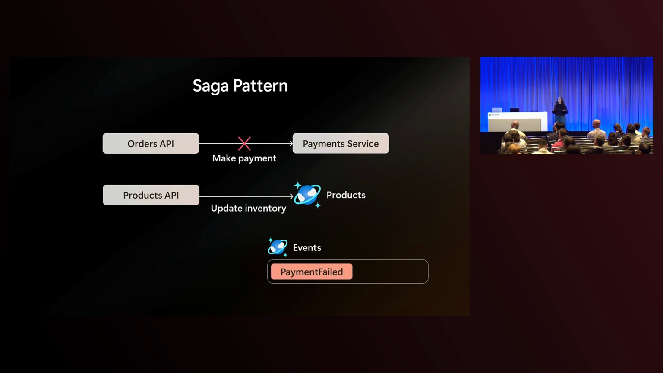So we know that our orders API is a little bit flaky, and when a payment fails, it can emit a message onto our event queue called payment failed. The products API has a change feed listener, which is listening for all of the events on this queue. When the products API receives the payment failed event, it can issue a compensating transaction to release the inventory. In this way, the Saga pattern will help us maintain consistency without extreme tight coupling of our microservices.